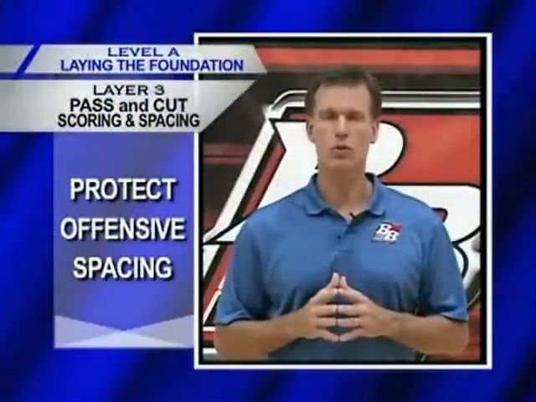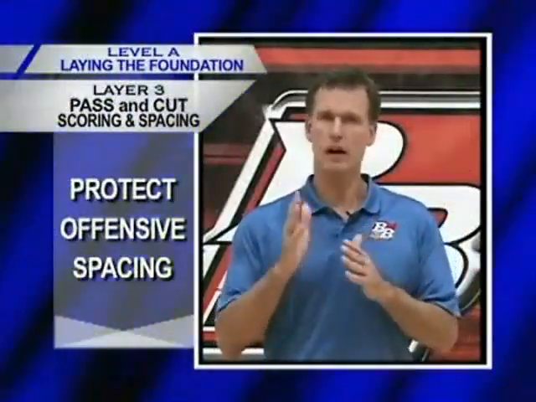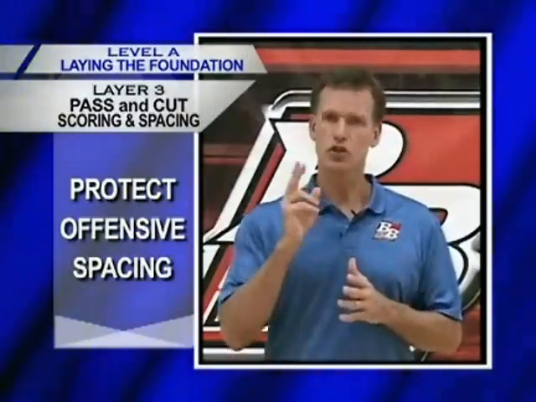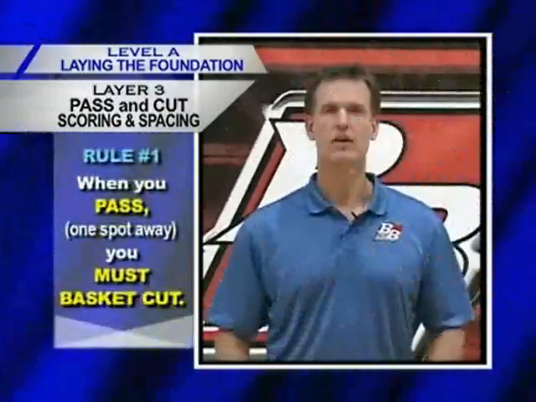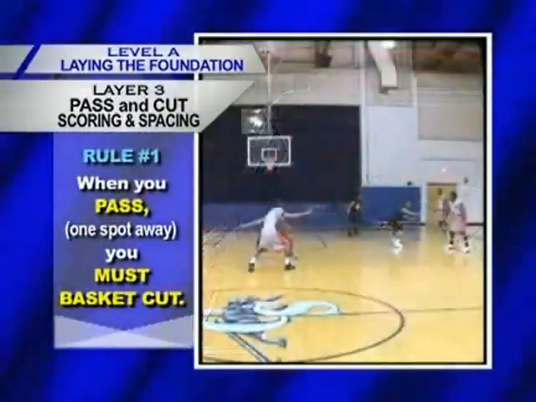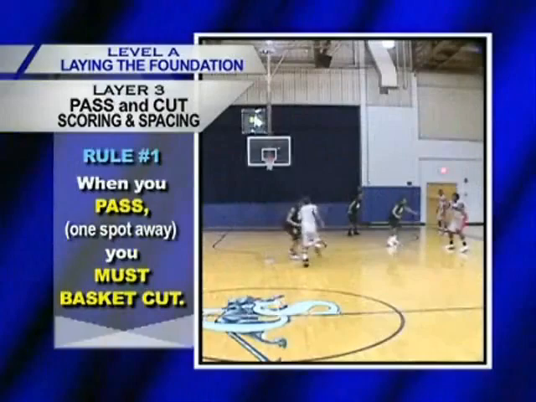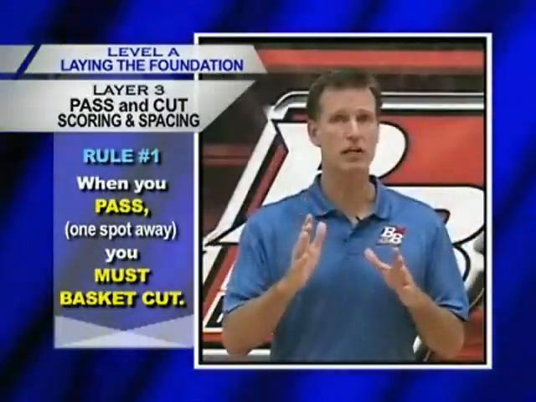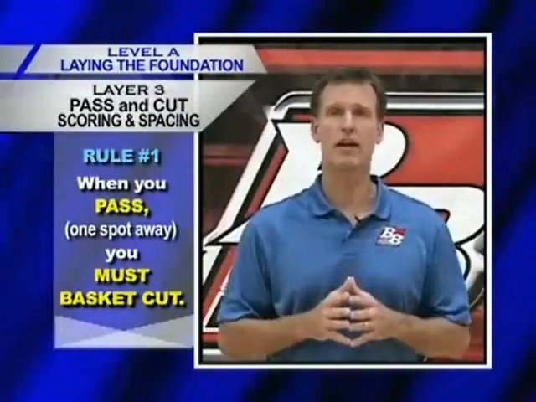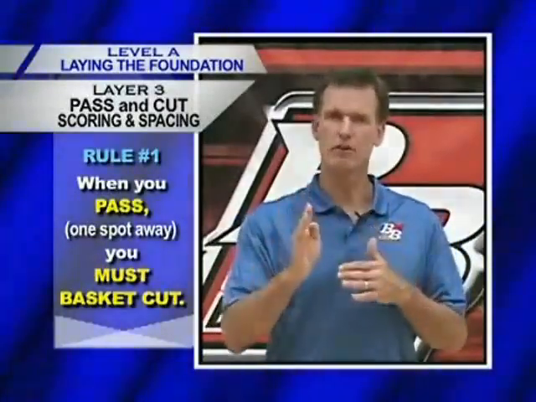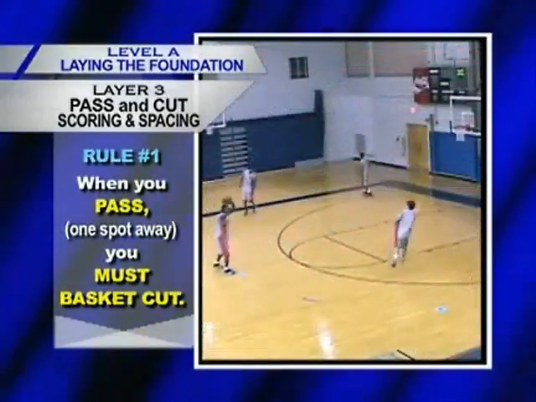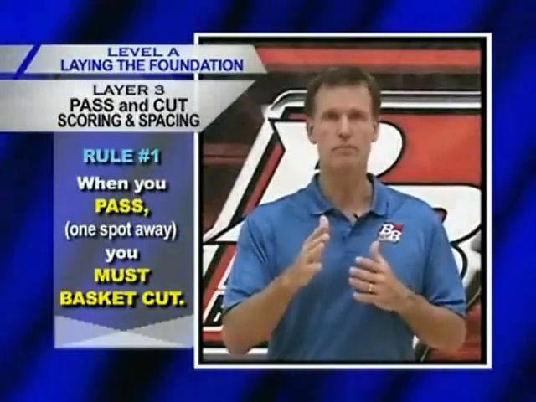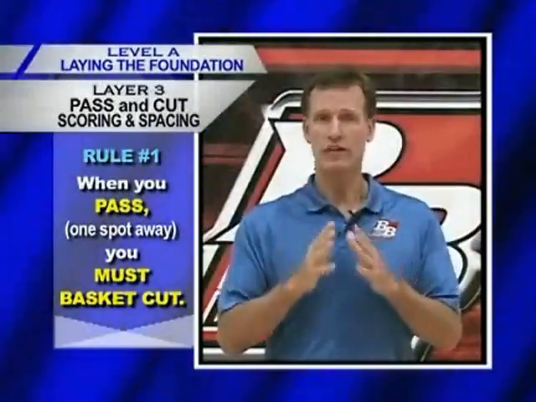But before we look at these scoring opportunities, we must make sure that our passing does not screw up our spacing. With this in mind, here are the 2 basic rules for this layer. Rule number 1, when you pass to a teammate 1 spot away from you, then you must basket cut. Notice I said nothing about cutting when you skip pass. We'll cover that later. For now and forever, if you pass 1 spot away from you, then you must basket cut. If you stand still, you've screwed up. This is a rule we'll never break.